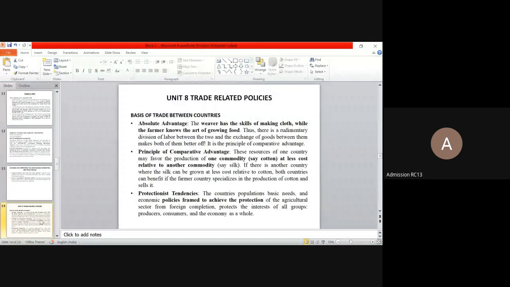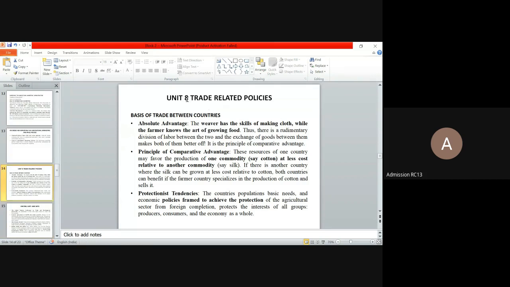Now let us move to Unit 8, that is trade related policies, where we are talking about trade between countries, not within the nation, it is between different nations. Trade is not only between the states, it is between nations also. So we are talking about international trade here. A few things we have to address. Here I have listed three things: absolute advantage, comparative advantage, and protectionist tendencies. These three are the base for any trade between countries.